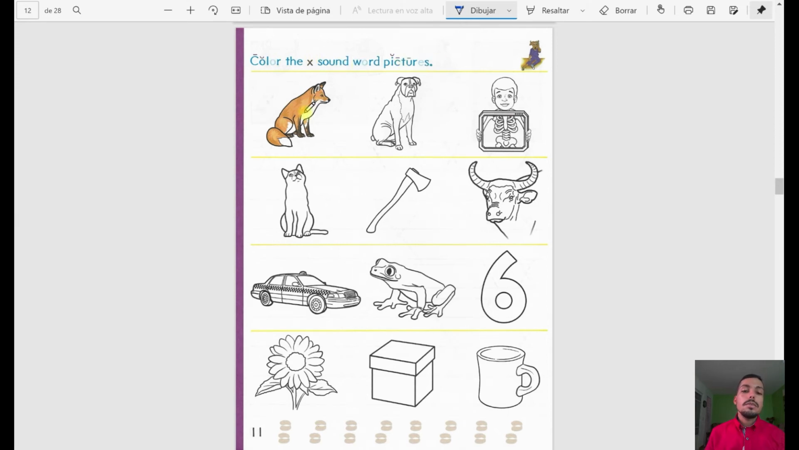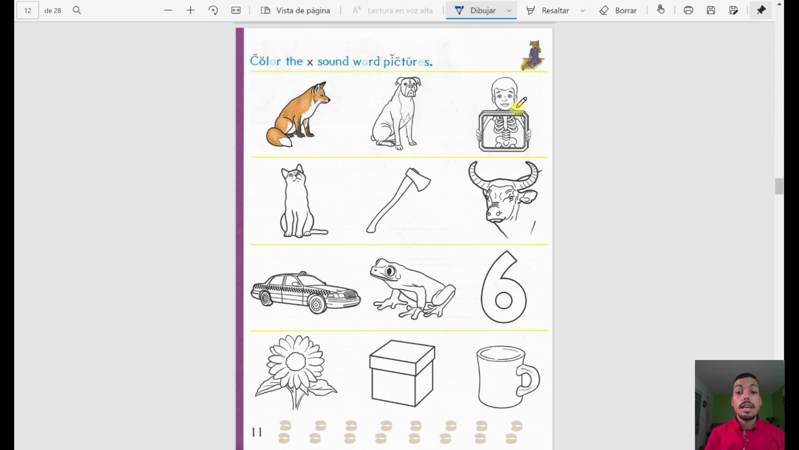And the first one is done because this is a fox, and fox has the sound X, and for that is color, right? The next one here, this is a dog, and dog has the sound X. Dog, it has the sound. No, very good, it doesn't have it, so we have to leave it in blank, okay? We don't color it, no lo vamos a colorear.